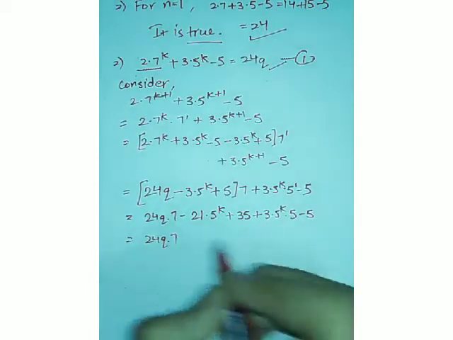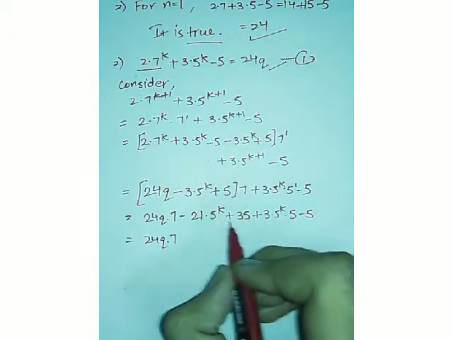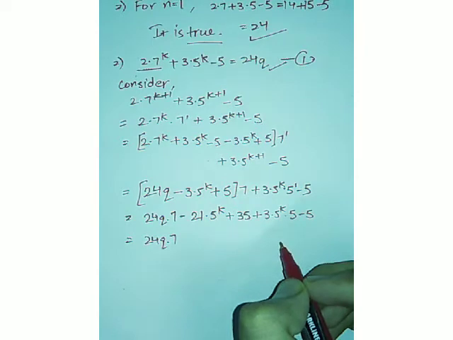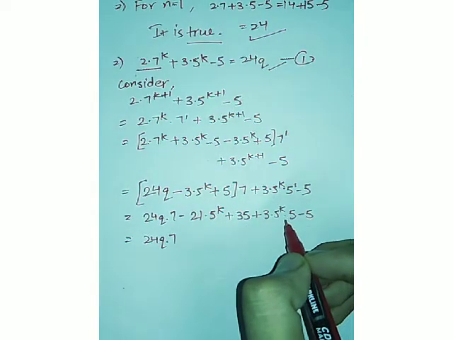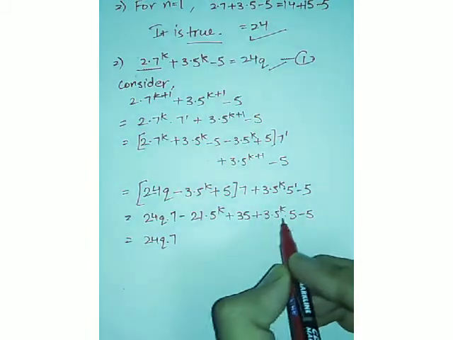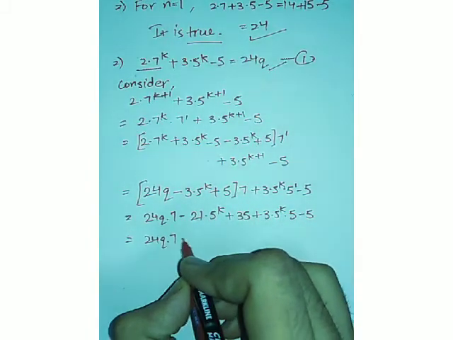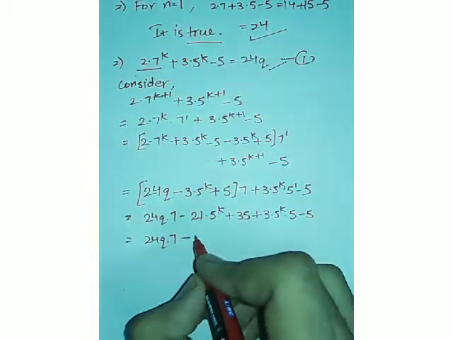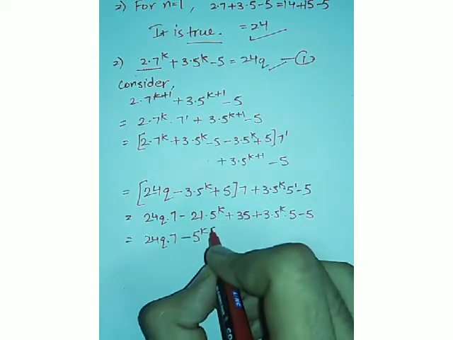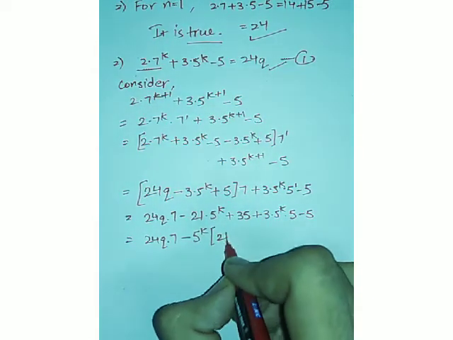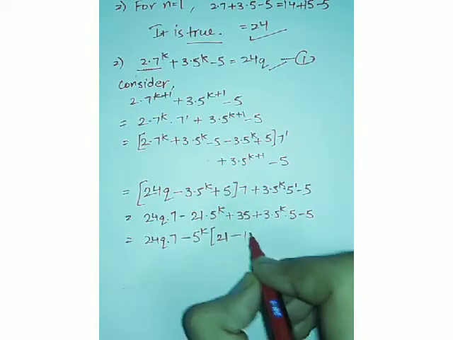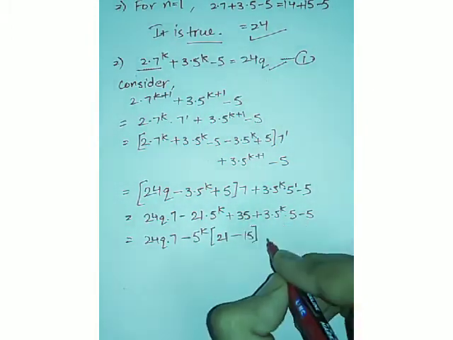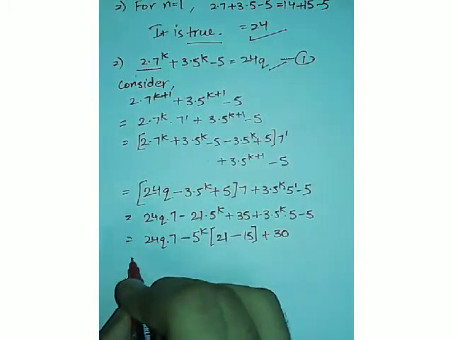Now you can take 5 raised to power k as a common factor, correct? So when you take 5 raised to power k as a common factor, what will you get? You will get 5 raised to power k as a common factor. So we can take minus of 5 raised to power k, no worries, and here it will be 21. 3 5s are 15, these are getting multiplied, so minus of 15, correct? 35 minus 5, you will get plus of 30.